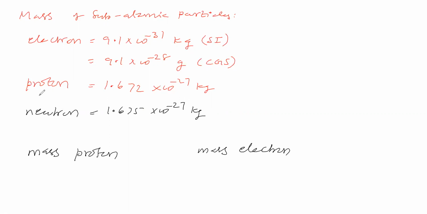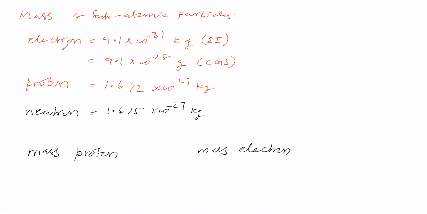Mass of proton is 10 power minus 27 kilogram. Mass of electron is 10 power minus 31 kilogram. So mass of proton is greater than mass of electron, we can say.